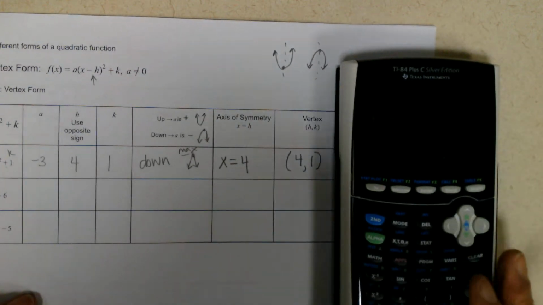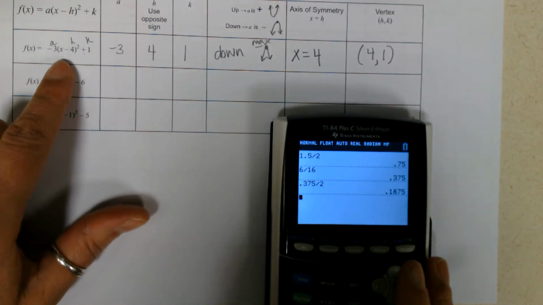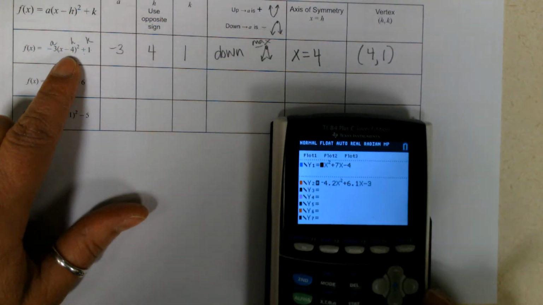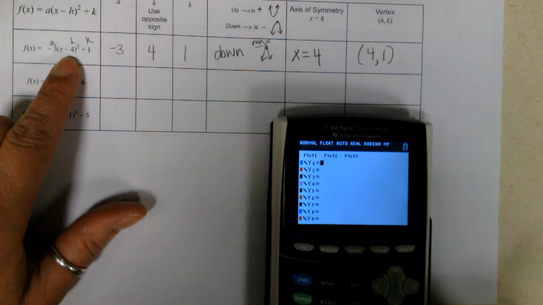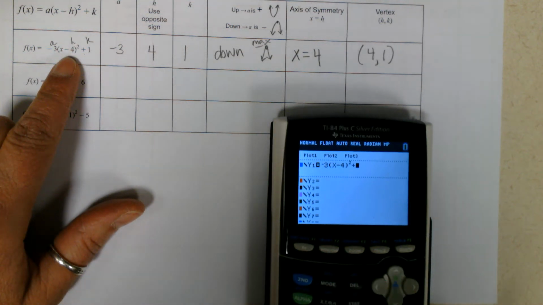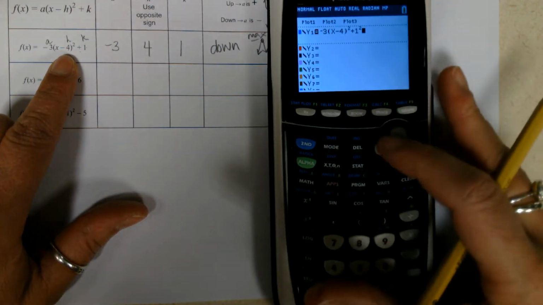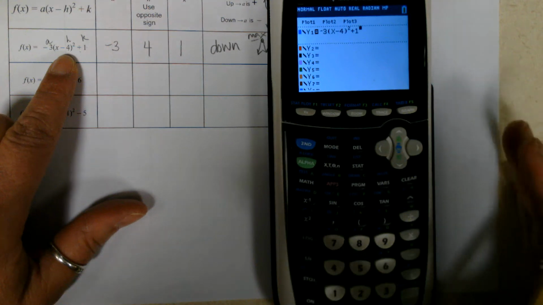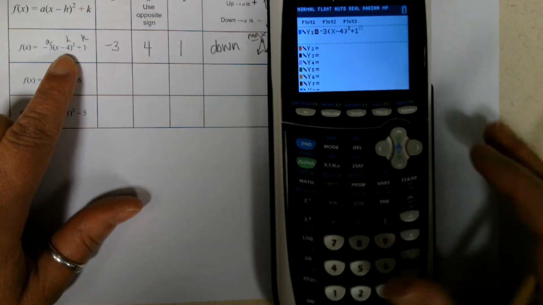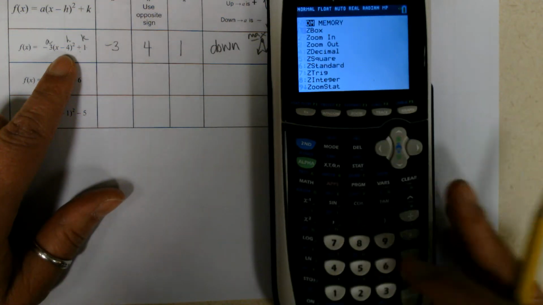So if we pull out, I'm using that word a lot, if you pull out your graphing calculator and you put this in, y equals, let's clear out some things here. Just press clear. -3 x minus 4 squared plus 1. Now I use this square button right here. You can also use the exponent button. That's fine. Just remember to get out of the exponent spot. Okay, so I'm just going to zoom standard.